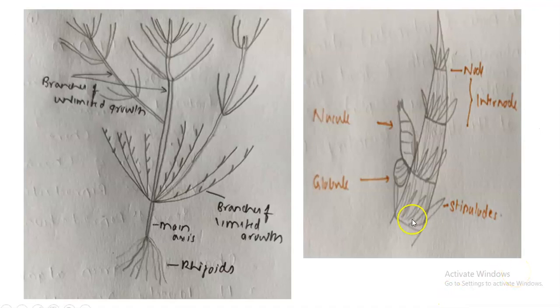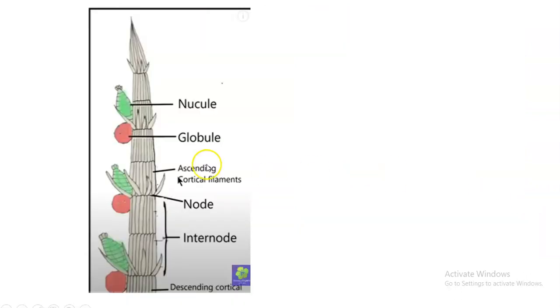globule and nucleus. So I am zooming in. See, this is one branch of limited growth. From this I am zooming in. If I zoom in, you can see that this is one node, this is another node, this is another node. At the lower nodes you can see the nucleus and globule, and covering them there are stipulodes. So this is a clearer picture. This is the branch of limited growth. This is the node, stipulode, nucleus, globule.